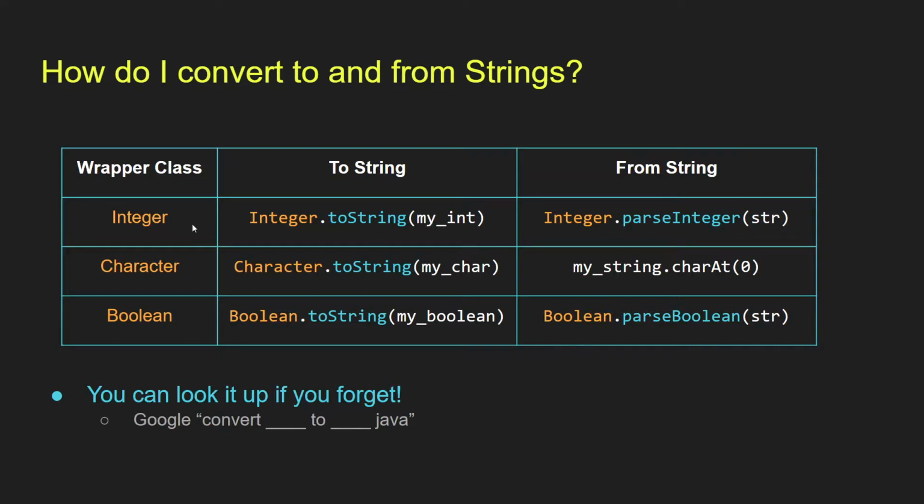Also, you can notice that the character wrapper class is a little bit different here. We've seen the charAt function before, and that's actually how you would convert a string into a character. You just get the first character, so charAt index 0, because remember indexes start at 0 for strings and arrays. That's how we would convert a string that's one character long into a character, or we could use charAt to get any character in a string to convert it back into a char. And then, of course, if you forget any of these, as long as you're not in like a practical, you can just Google convert blank to blank in Java, and it should give you the syntax right there.